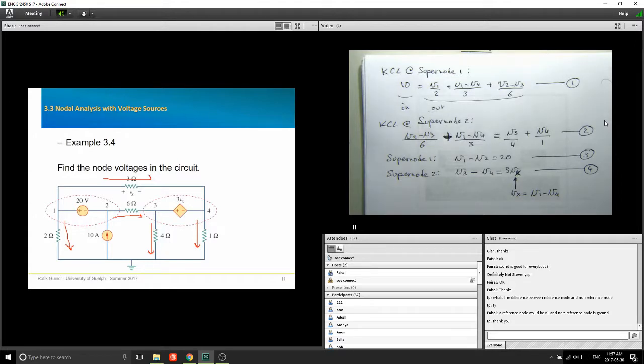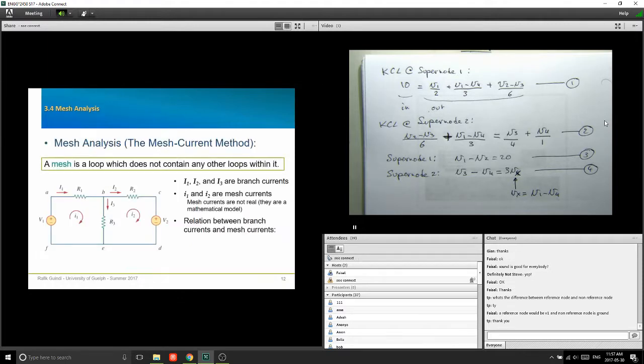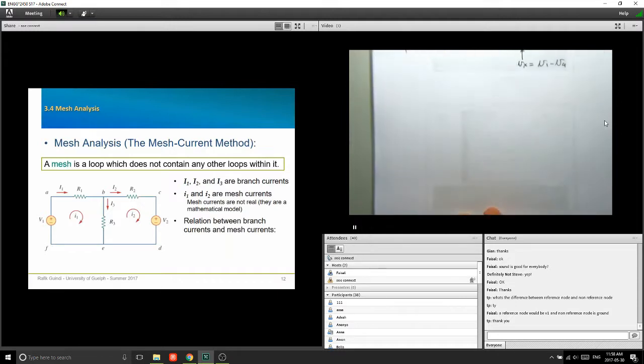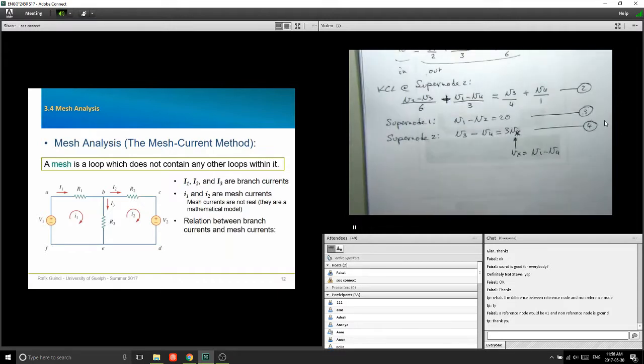And I'm going to move on. Mesh analysis. Remember we said that in this chapter we have two particular methods of analysis. One is called the nodal analysis or the node voltage method, which is the one we've been looking at. This one is called the mesh analysis or the mesh current method. So what does this one tell us?